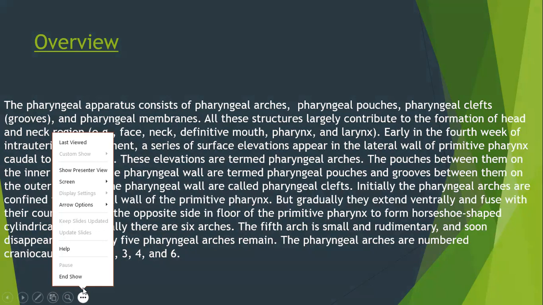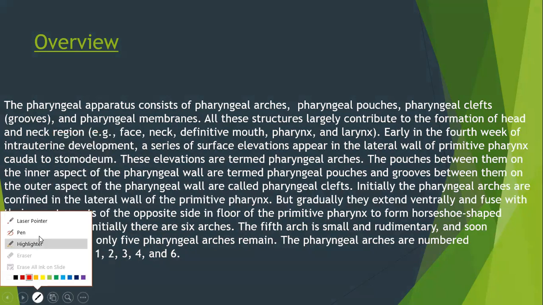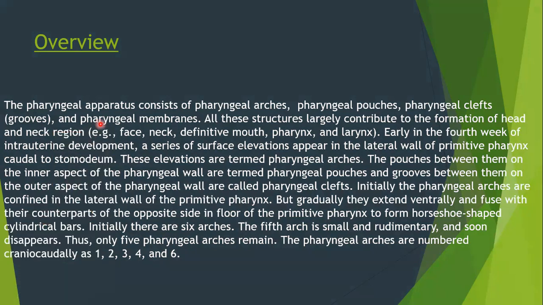Let's start with an overview. The pharyngeal apparatus usually consists of pharyngeal arches, pouches, clefts, or the grooves and membranes. Now, all these structures contribute largely to the formation of head and neck, and they usually appear in the fourth week of intrauterine life as surface elevations on the lateral wall of the primitive pharynx, caudal to the stomodeum, but rostral to the cardiac ridge.